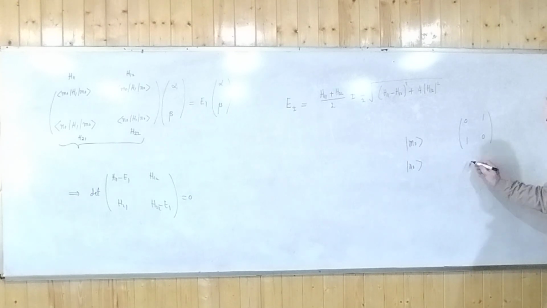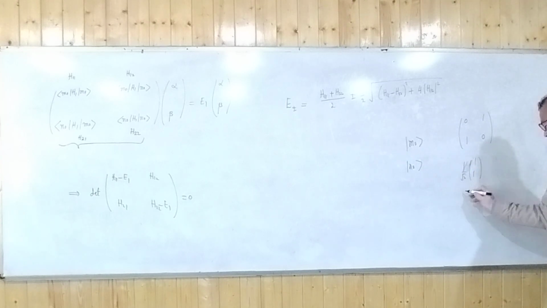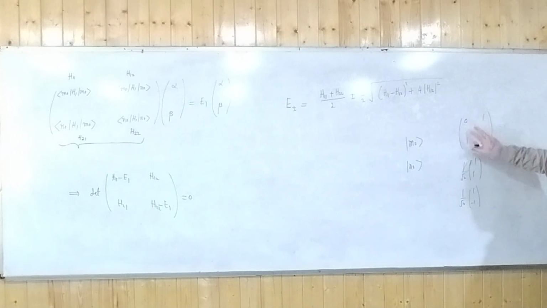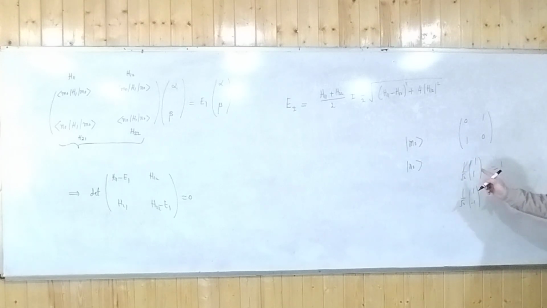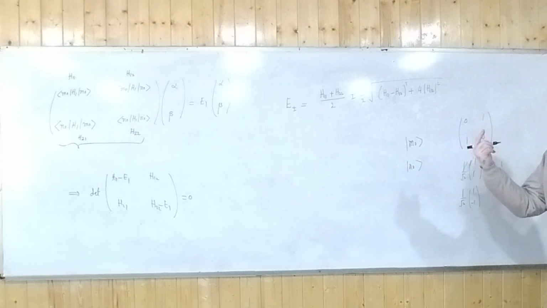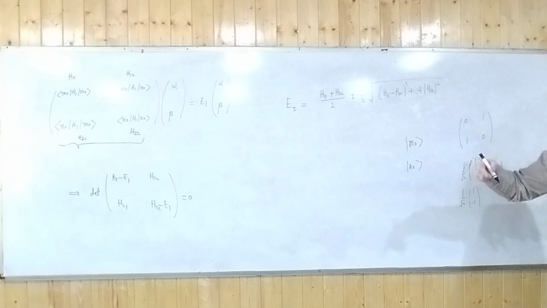So these are the vectors. Let me write (1, 1) times 1 by root 2, and 1 by root 2 times (1, minus 1). If you act this matrix on this vector, you will get an eigenvalue. Clear? Because this will give the eigenstates of the sigma x operator. How many values will be there? Plus minus 1, two values.